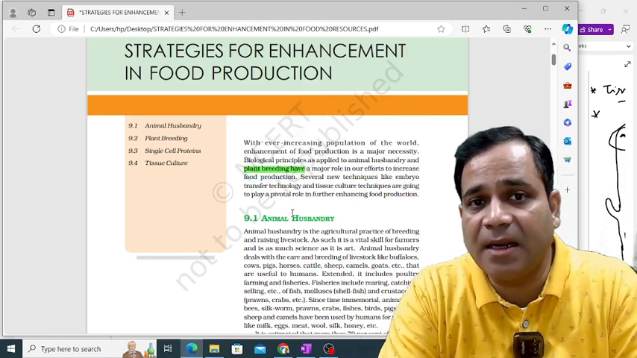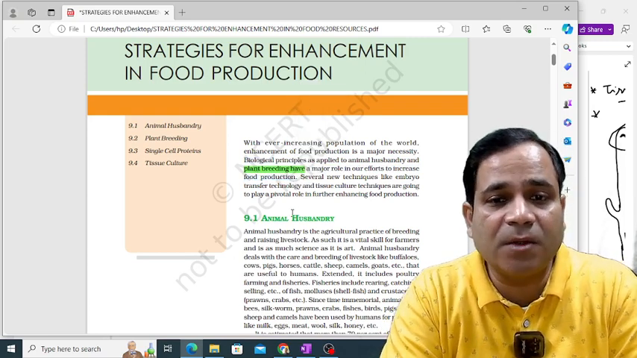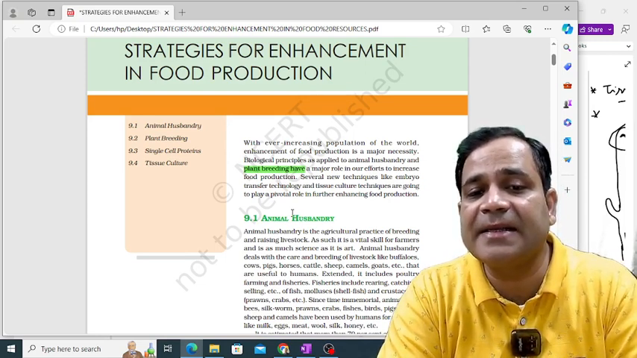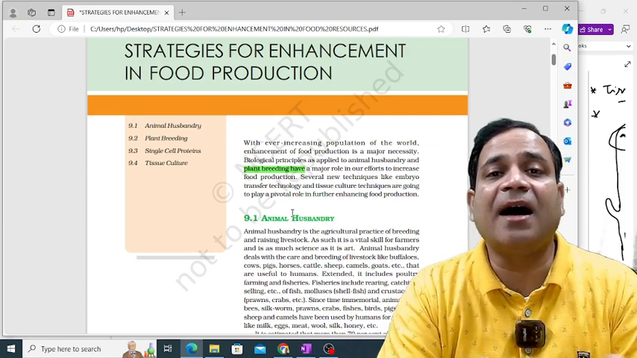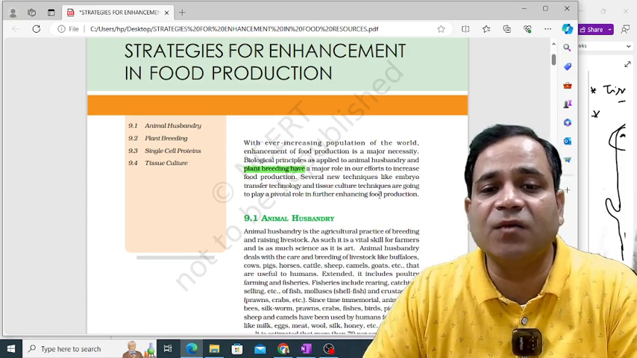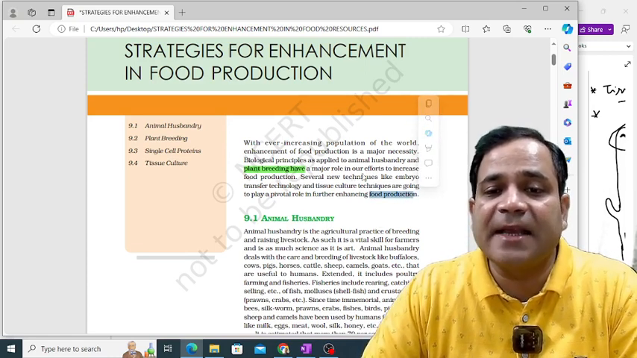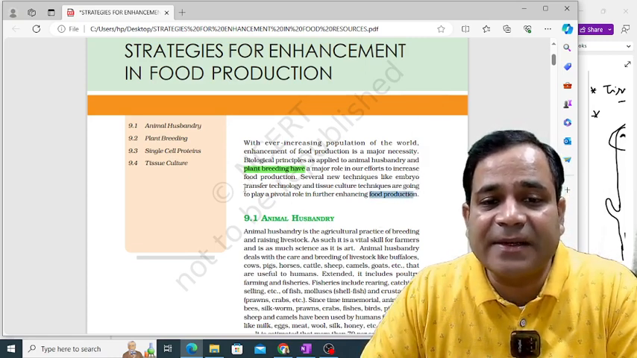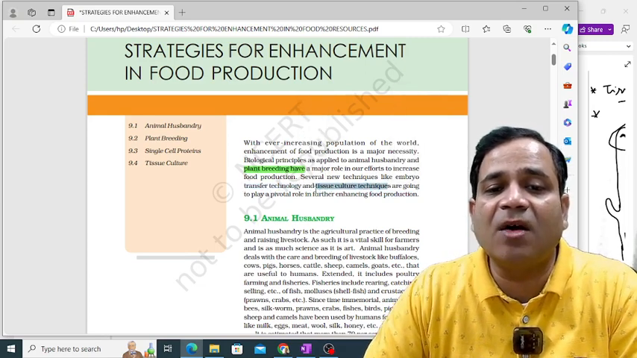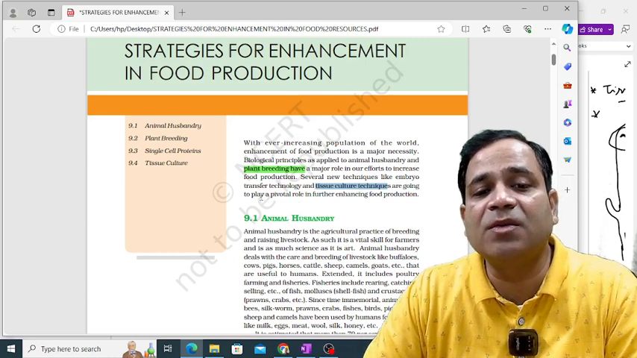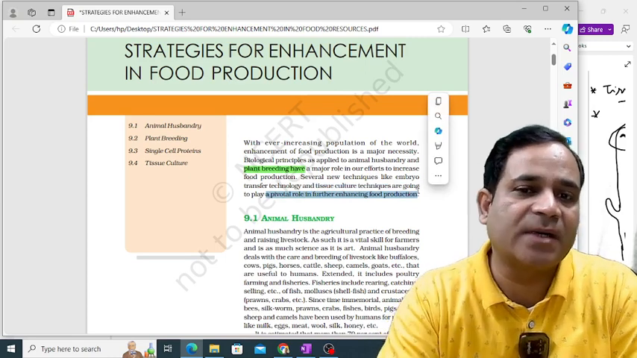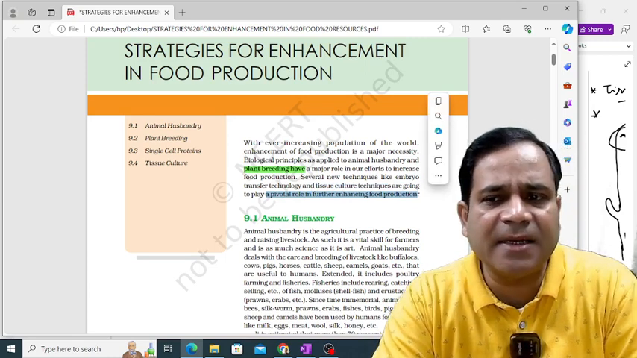So if anybody asks you how we increase food production, then you say, sir, there are some methods, some techniques by which we enhance food production, my dear. Several new techniques like embryo transfer technology and tissue culture are responsible to play a pivotal role in further enhancing food production. Let's see, we start from animal husbandry first.